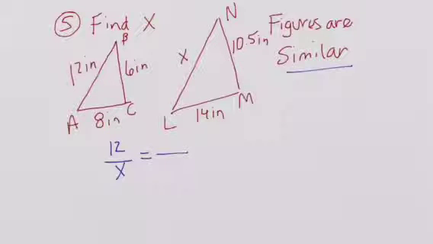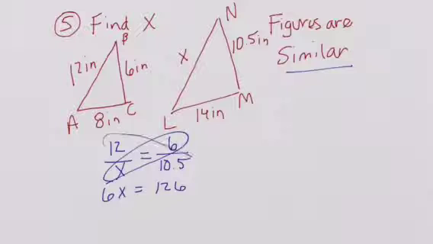And then I can use any pair of corresponding sides that I want. So we're going to go ahead and use 6 over 10.5. Okay, we're going to go ahead and butterfly. So it's going to be 6x is equal to 126. Divide by 6, divide by 6. X is equal to 21 inches.